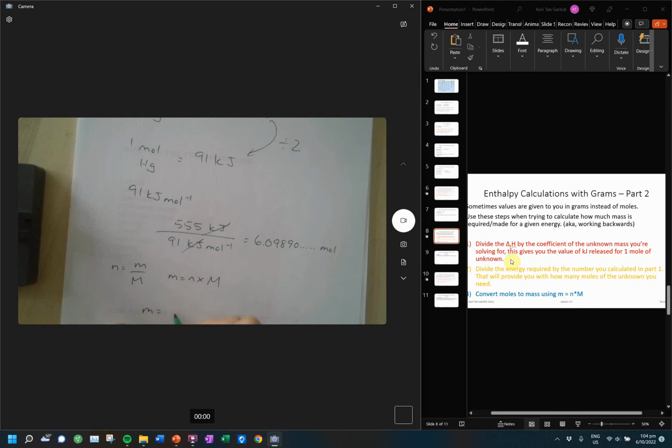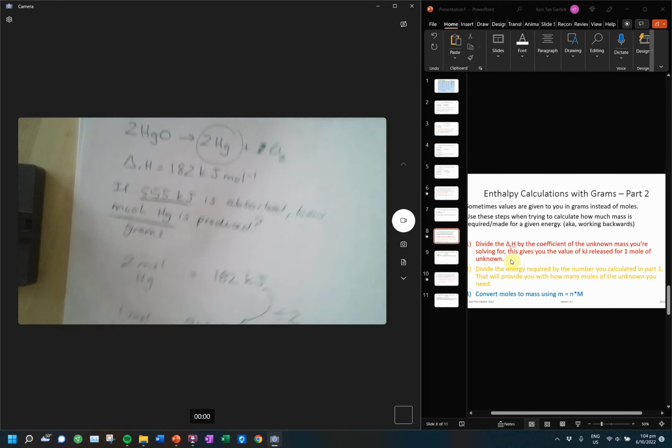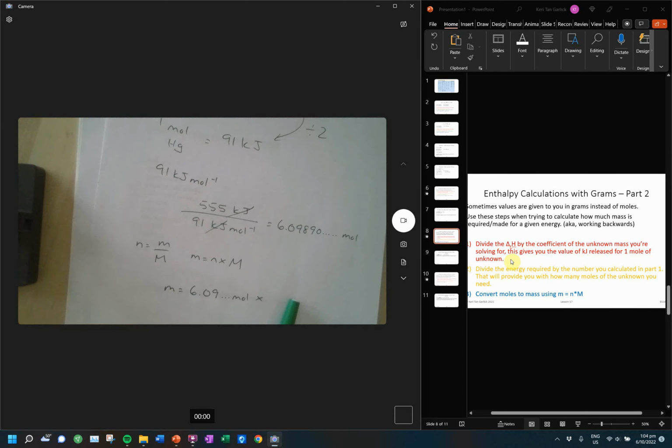All right, so m is equal to 6.09 moles times the molecular mass. Now, in this case, because we're talking about mercury, I want the molecular mass of mercury. So I'm just going to quickly Google that because that's one I do not have memorized, which isn't really a surprise because we don't use mercury all that often. And that's 200.59 grams per mole. Not surprising. It's a very heavy metal.